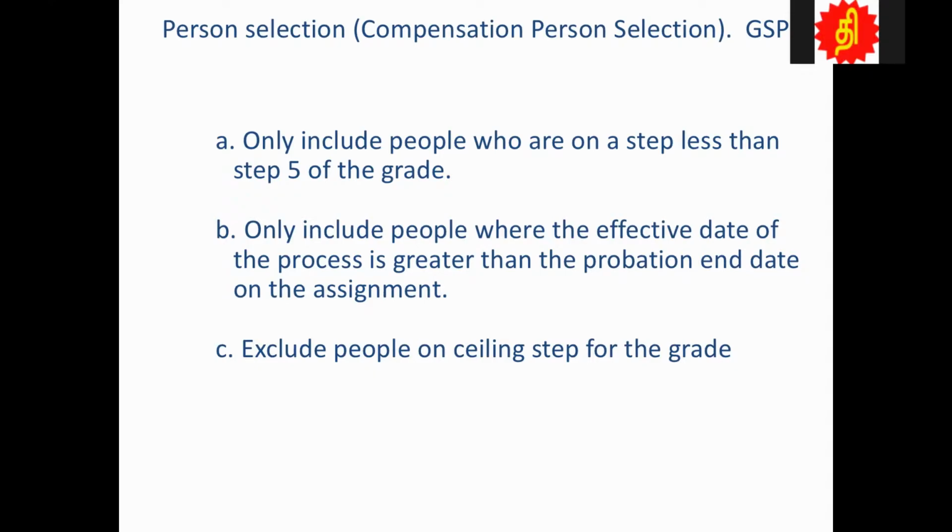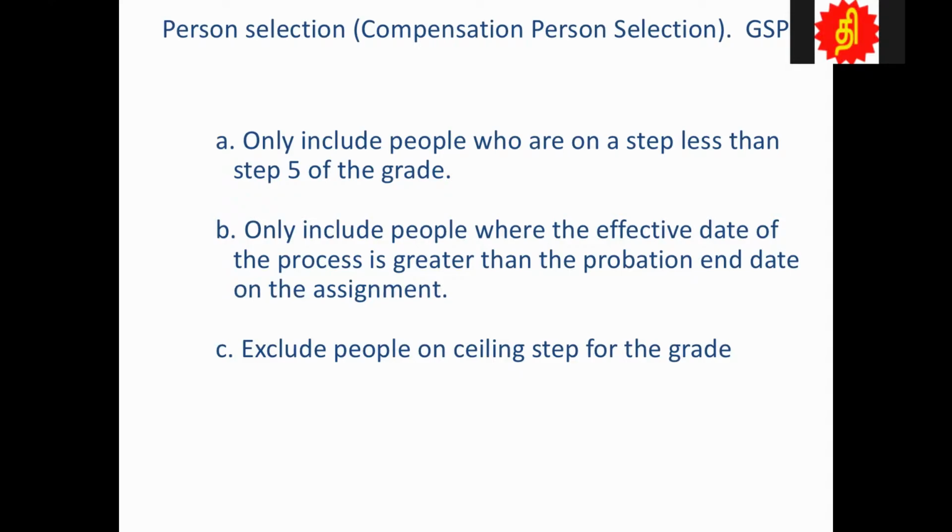The third validation is to exclude people on the ceiling step for the grade. If a person is already in the ceiling step of the grade, do not allow the person. Here the catch is, the logic says you do not allow a person to move from one grade to another grade, so that they probably do it manually or in a different way. So if a person is in grade 1, if he's already in the highest step, we are stopping him, we are not processing him.